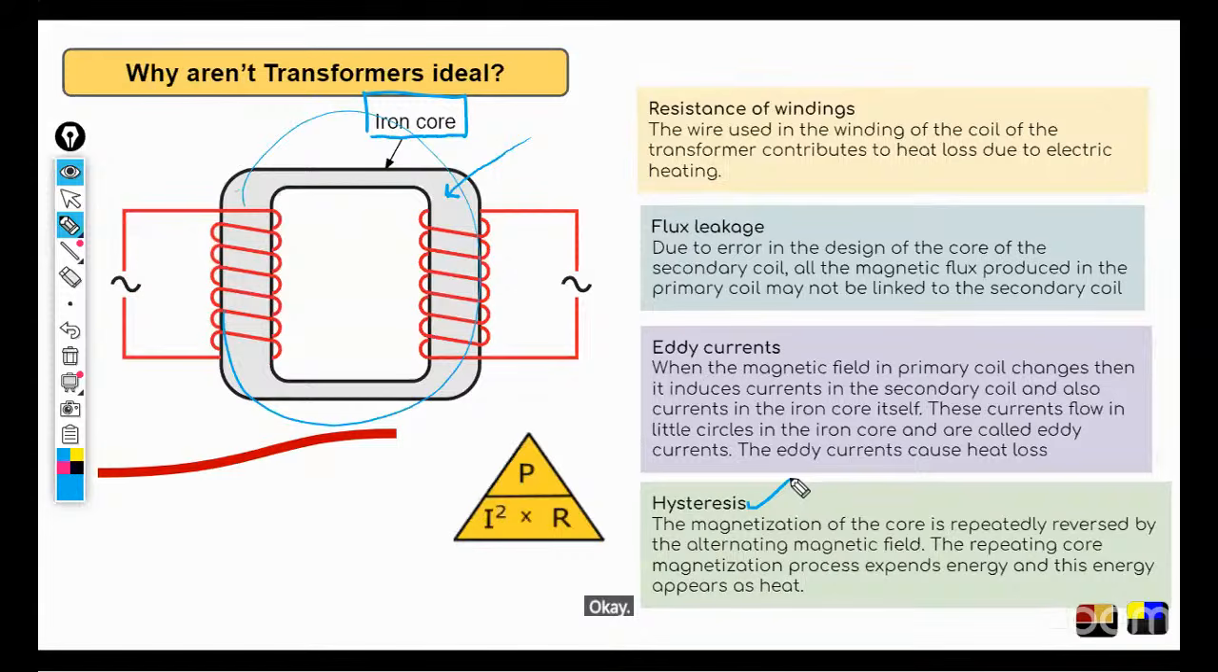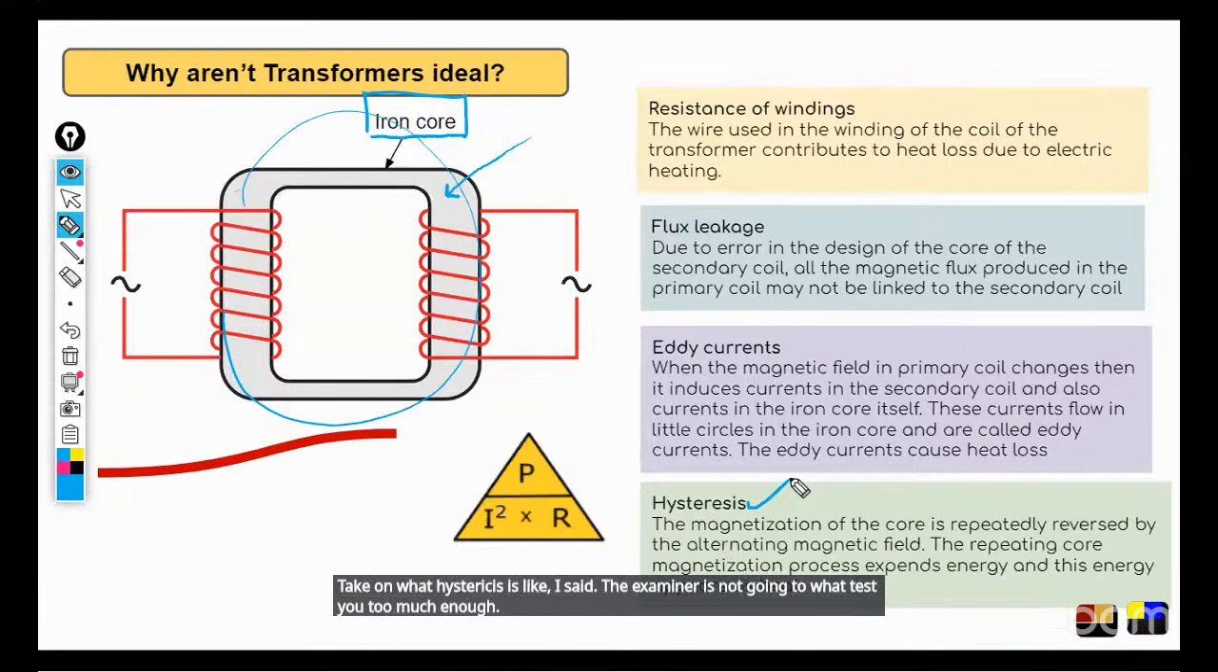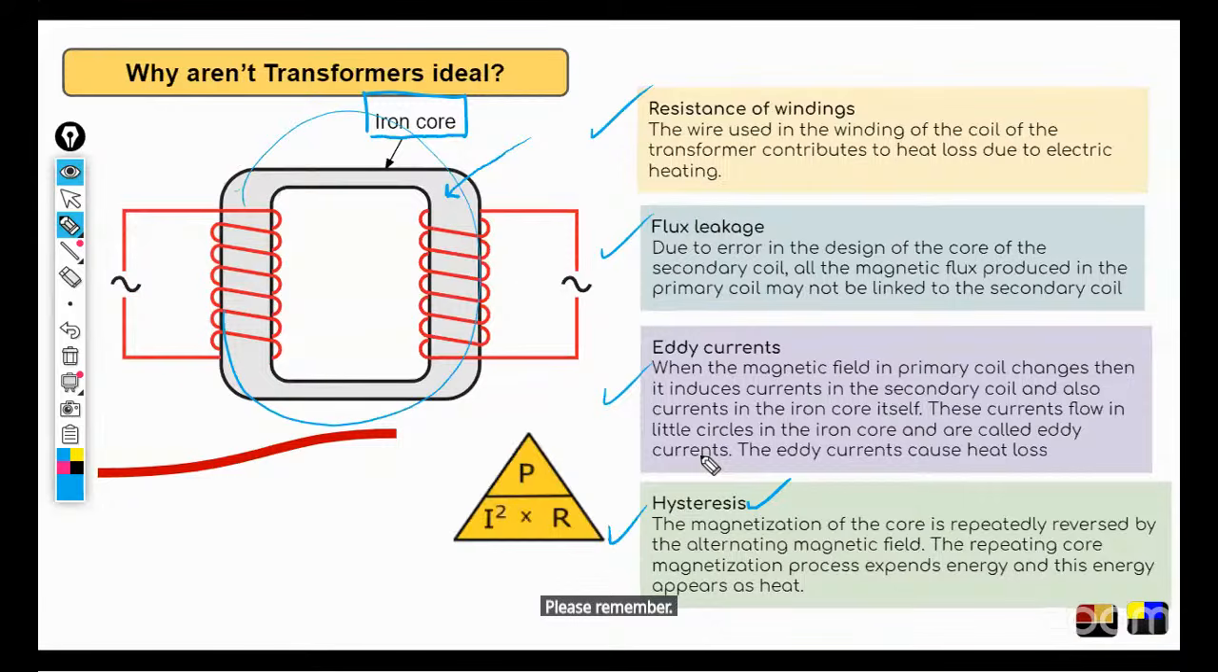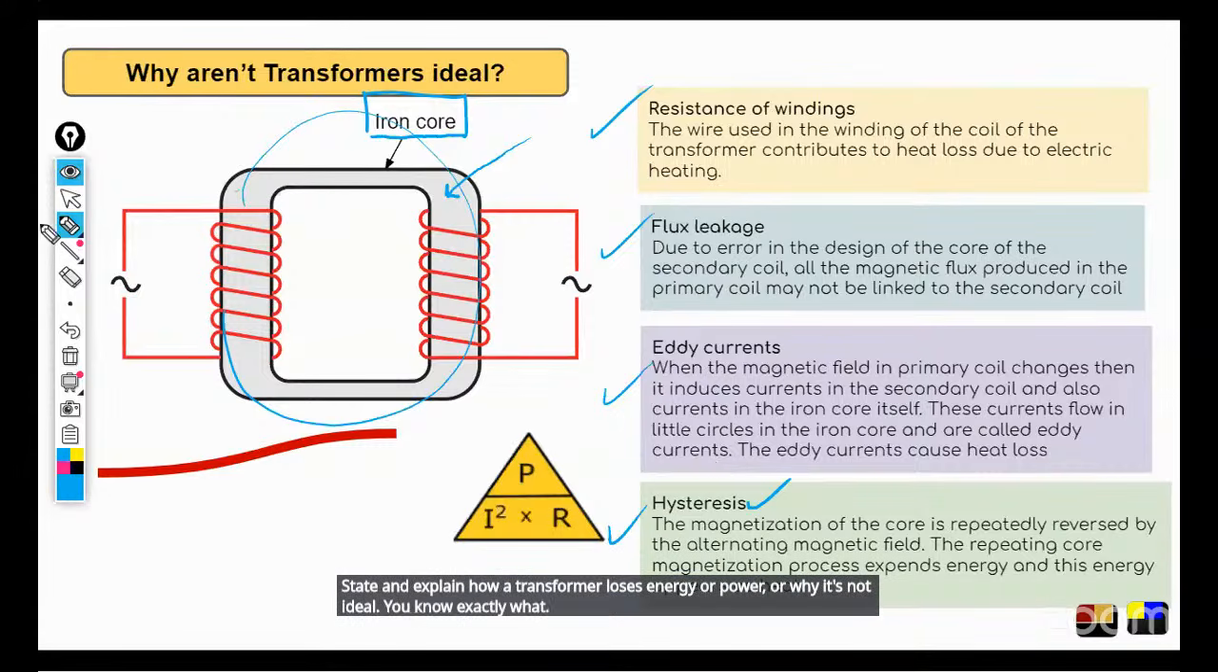Take down what hysteresis is. Like I said, the examiner is not going to test you too much in that. When they reach Form 6, you have to know what hysteresis is inside out. But for CFC, please remember my wordings perfectly. And when the question comes and says, hey, state and explain how a transformer loses energy or power, or why it's not ideal, you know exactly what to write in the exam, word for word.